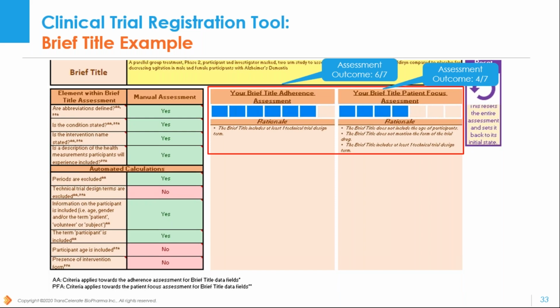So once your manual assessment is complete, the tool will provide a brief title adherence assessment and a brief title patient focus assessment. If the outcome of either assessment is deficient, the rationale will be provided. So you see there within the red box on the screen, the smaller blue boxes calculate what was entered under manual assessment and automated calculations, and then anything that's deficient within that calculation will be provided under rationale. Next slide.